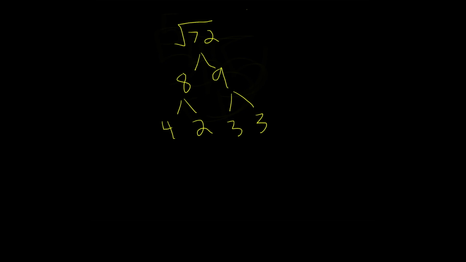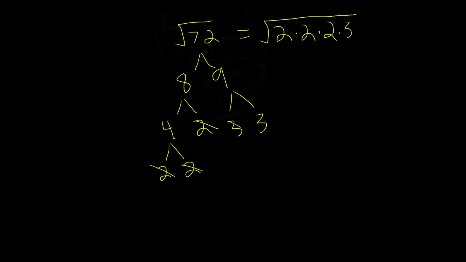Well, what about this? 4 actually has 2 and 2 as its factors. And now, as you can see, we're done because the numbers at the ends of the tree all have no other factors besides 1 and themselves, and they're all prime. So now we could rewrite this as the square root of 2 times 2 times 2 times 3 times 3.